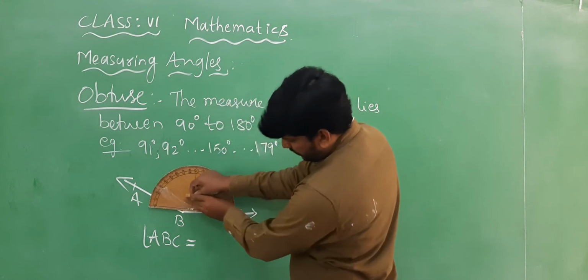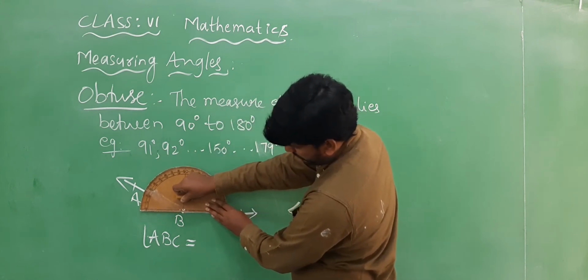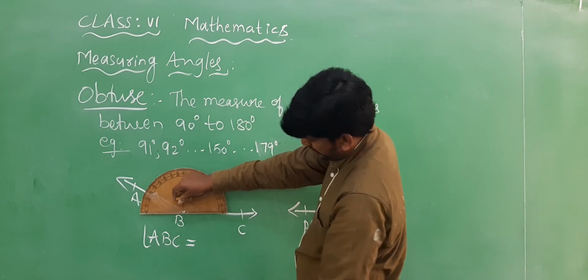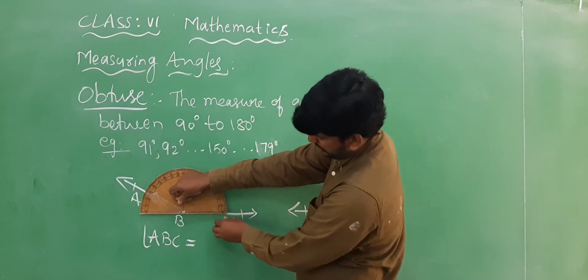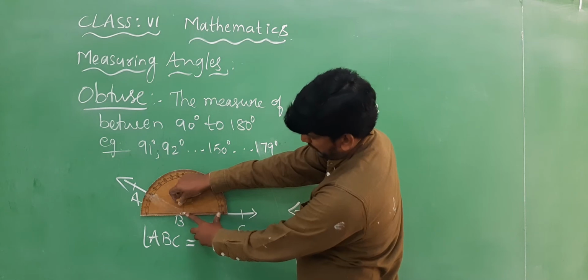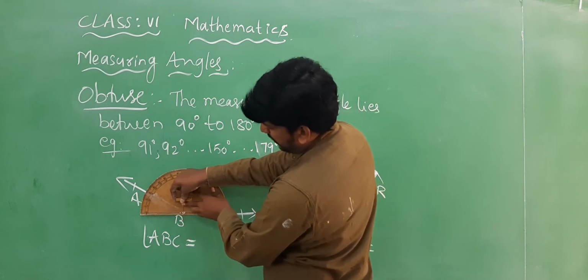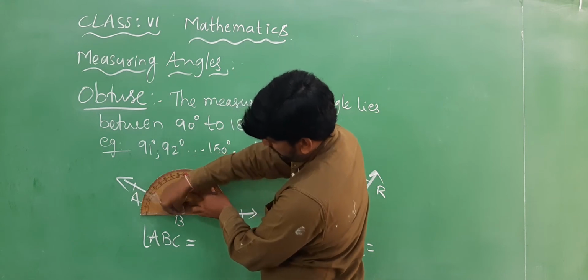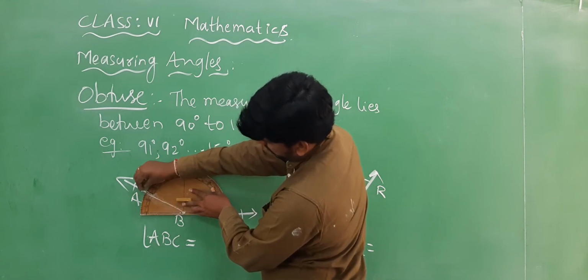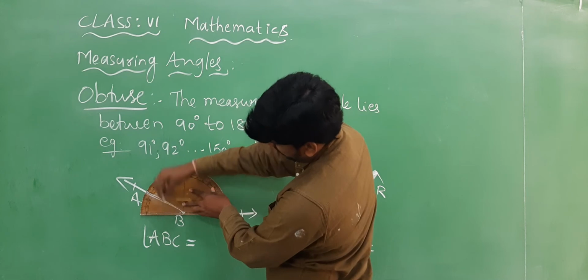So measure this with B here. Okay, now look at it. See this part. This is a line. BC is a ray. This is a vertex, and here it is showing that this is 30 degrees. See, this is 30 degrees.